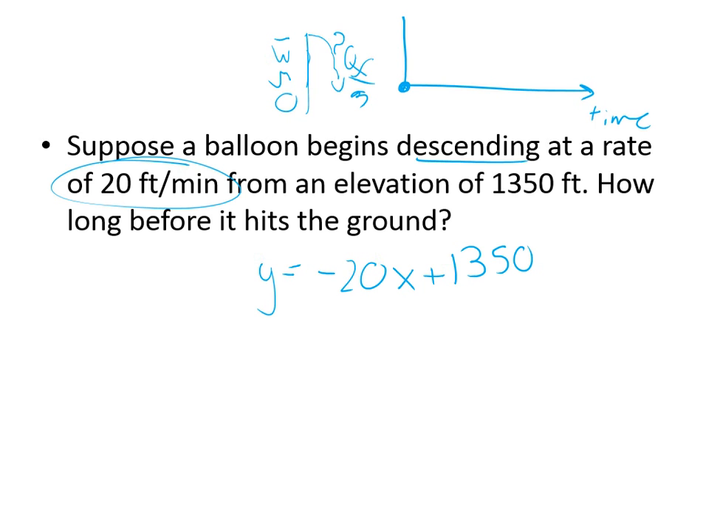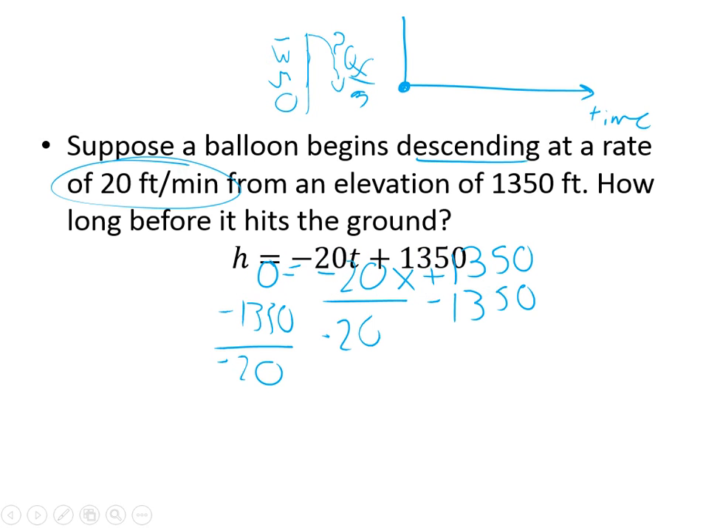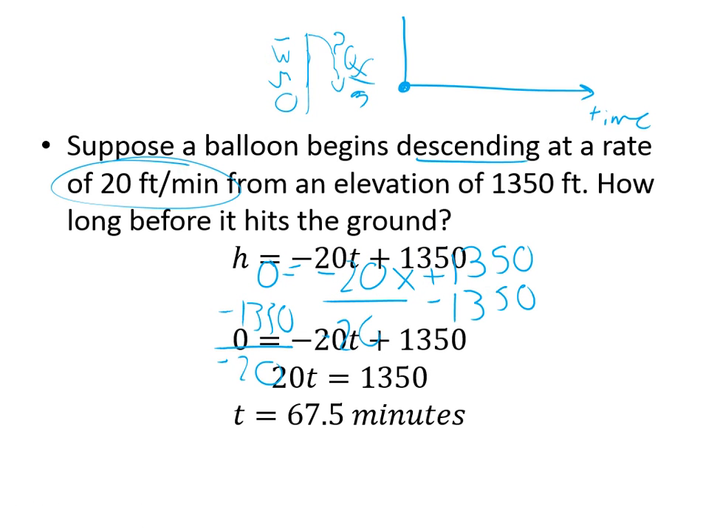And then what we want to solve for is when the height is 0. So from here we can solve the rest of the way through. So now we just solve it algebraically. Subtract 1,350 from both sides, and then we're going to divide by negative 20 on both sides. And that gives us our x is equal to about 67.5 minutes.